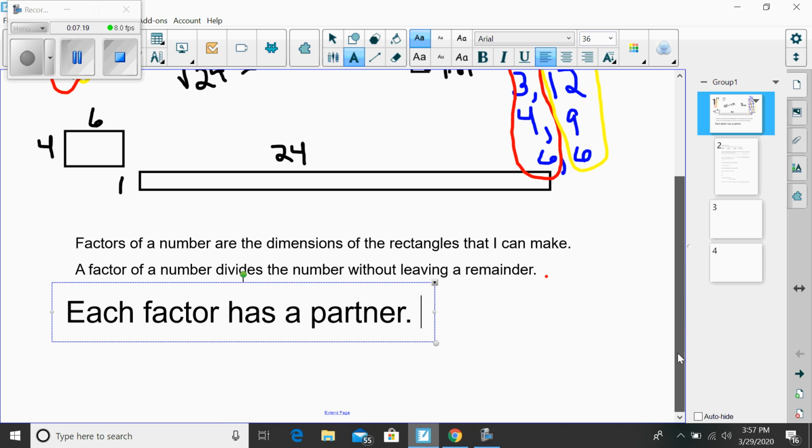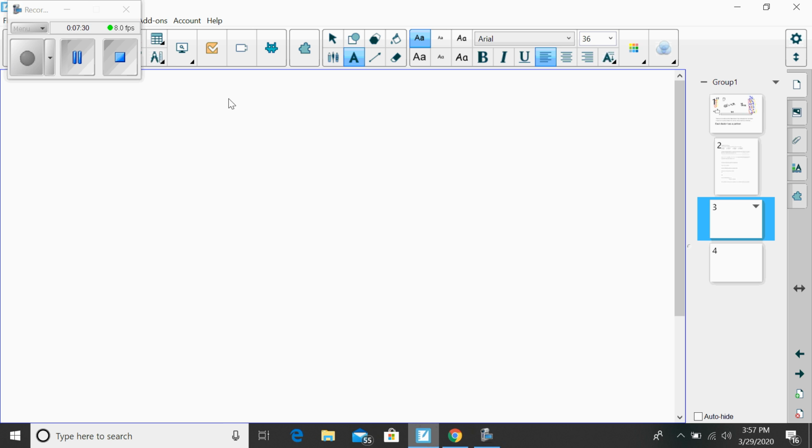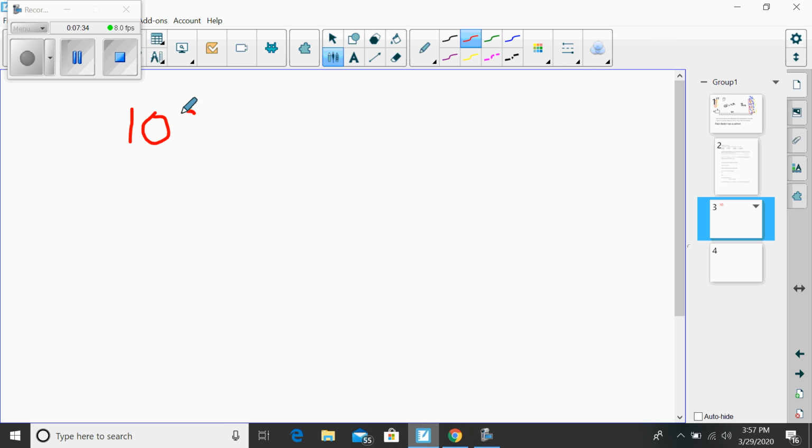So let's do one more activity. Let's look at all the factors of 108 and 65. Some of the numbers I'm looking at have lots of factors, like 108 is going to have lots of factors. And then let's look at the factors of 65.